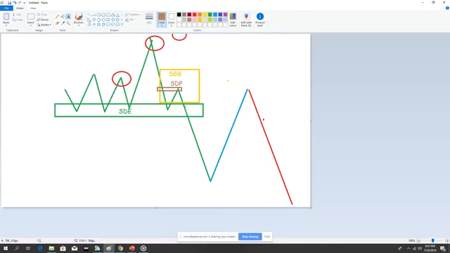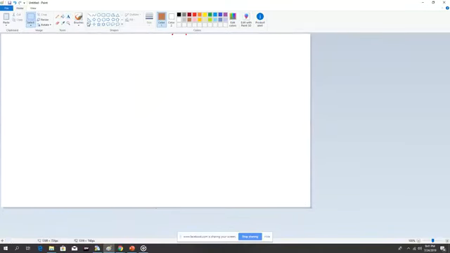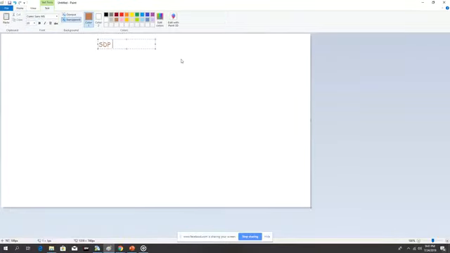Okay, I'll explain the SDP first, one by one. Don't rush. Again. SDP is the GP that successfully holds the price, and the price failed to create a new higher high. Okay, so this is the SDP.